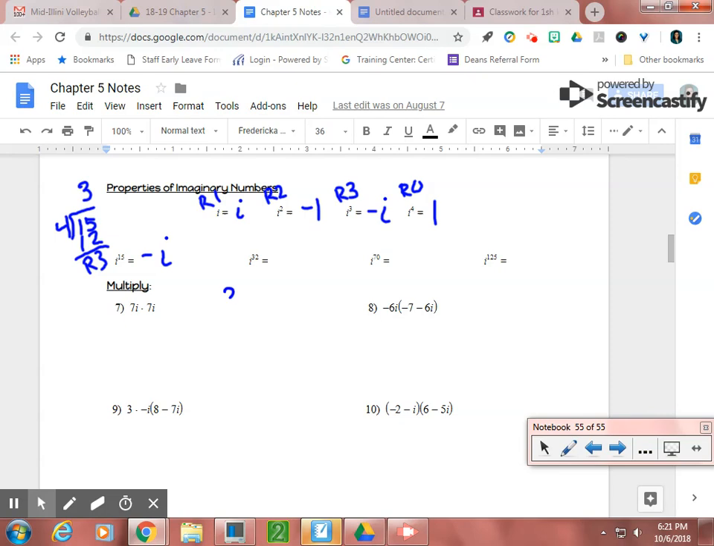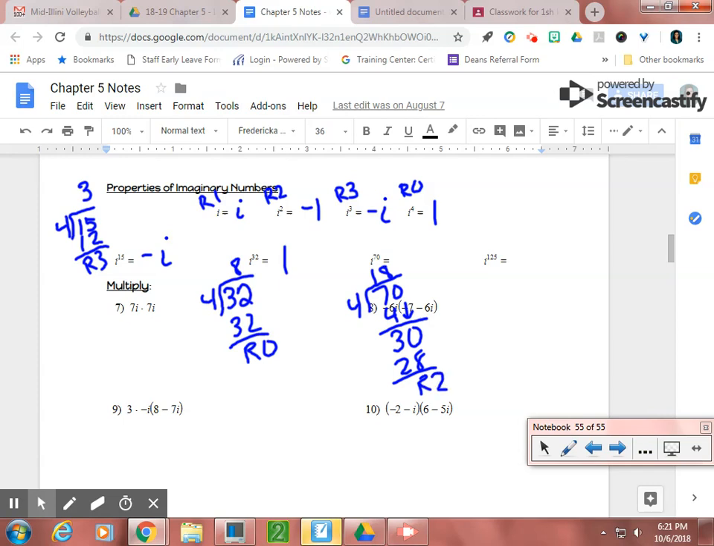Same thing with 32. We're dividing it by 4. I get 8, which is 32, remainder 0. Remainder 0 means that its value is 1. For 70, I would take 70 and divide it by 4. So that's going to go 1 time here to give me 4. Bring down 30. It's going to go in there 8 times. 28, remainder 2. Remainder 2 is negative 1.